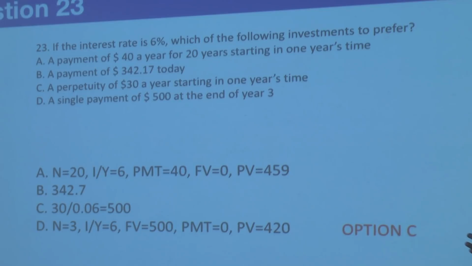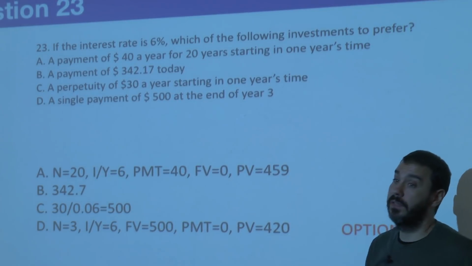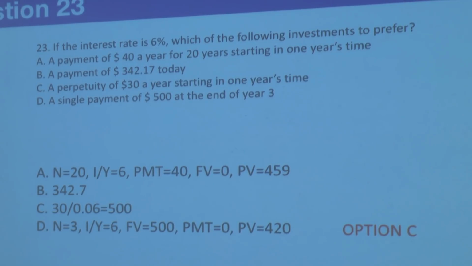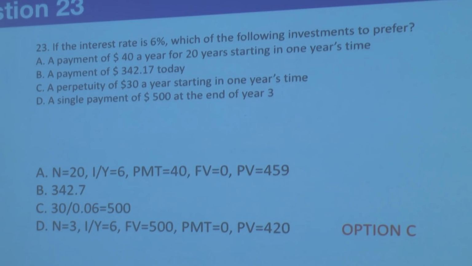By computing the present value of all of them, you bring their value to a common point in time, time 0, like now, where you can directly compare which one is worth more.